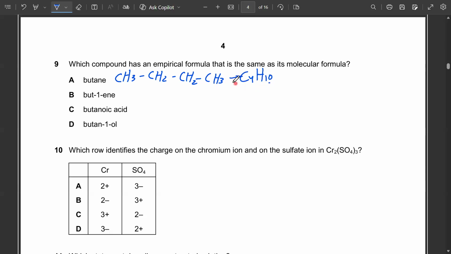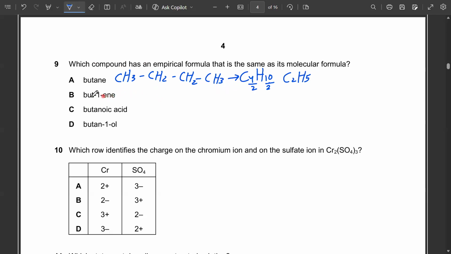Now determine the empirical formula of this molecular formula. You just need to find the simplest ratio of the atoms. So if we divide 4 by 2 and 10 divided by 2, you will get C2H5. C2H5 is the empirical formula of this butane. So they are different. C4H10 is different than the C2H5, so empirical and molecular formulae are not the same.